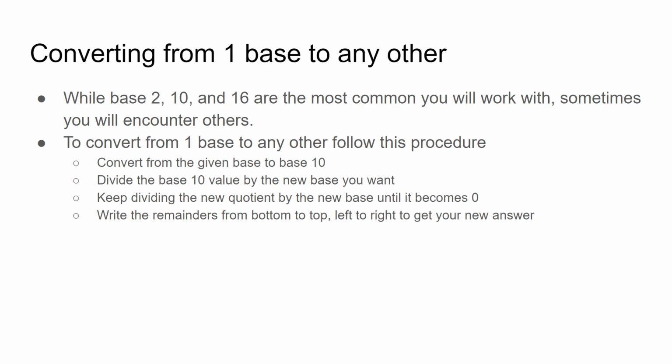Then what you want to do after you convert to base 10 is divide that new decimal value by the base that you want to convert to. You keep dividing your new quotient by that new base until the quotient finally ends up being 0. Then you write your remainders from bottom to top, left to right, to get your new answer. And we'll show you what that means in a second. Yeah?